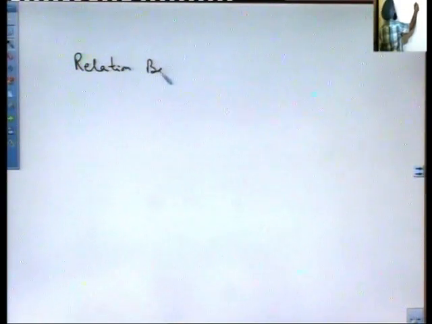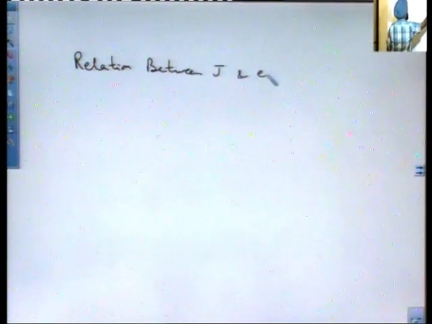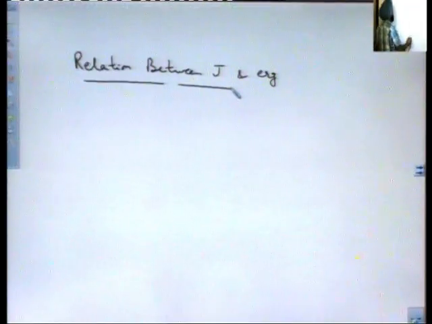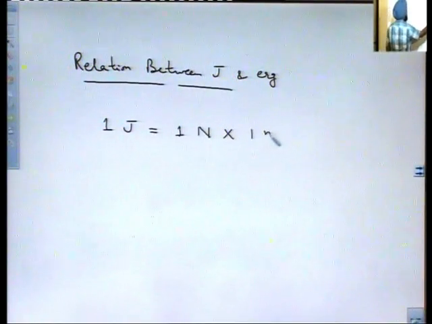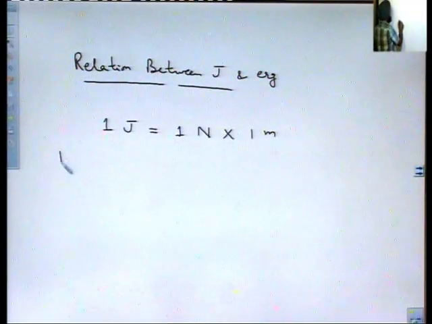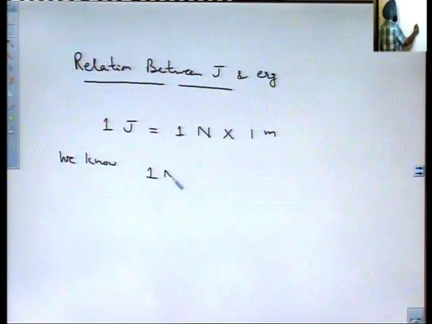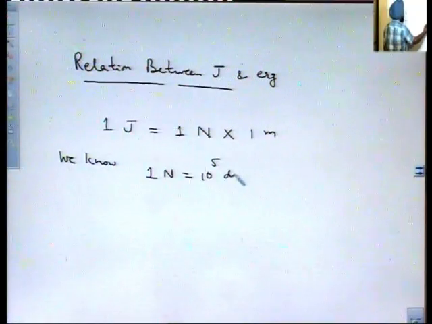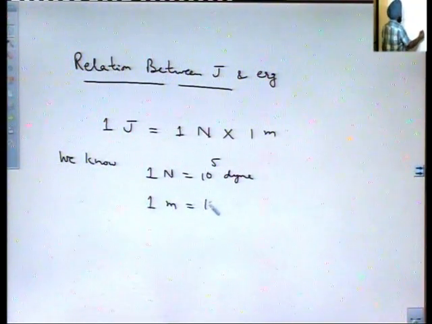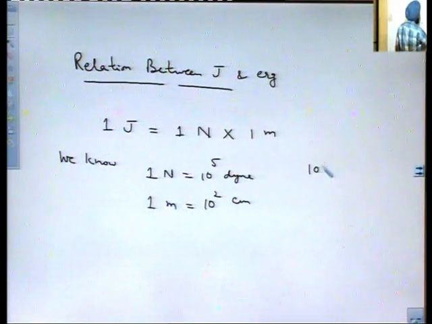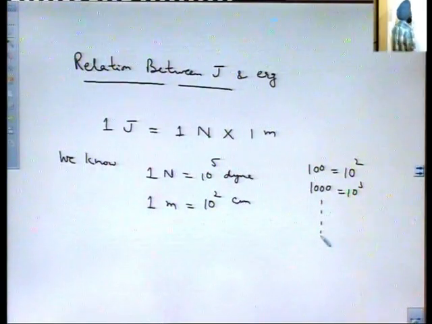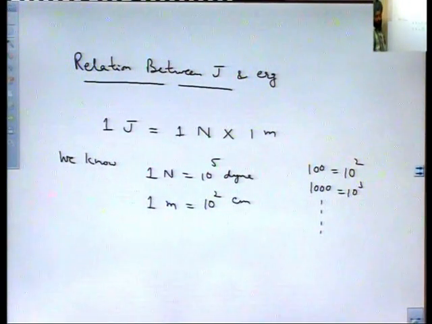We can have a relation between Joule and erg. We have just studied 1 Joule is equal to 1 Newton into 1 meter. We know 1 Newton is equal to 10 the power 5 dyne, 1 meter is 100 centimeter or 10 the power 2 centimeter. You must have the knowledge of this. 100 can be written as 10 the power 2, 1000 can be written as 10 the power 3. Similarly, we can write these as in the power of 10.